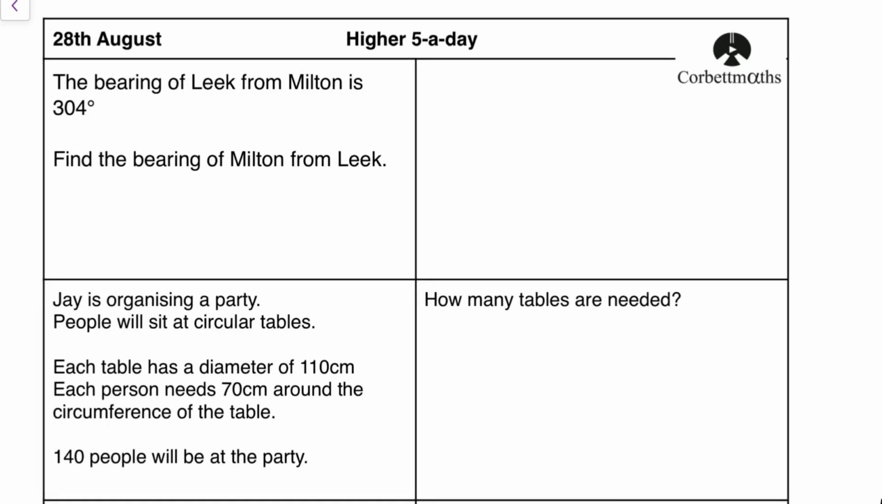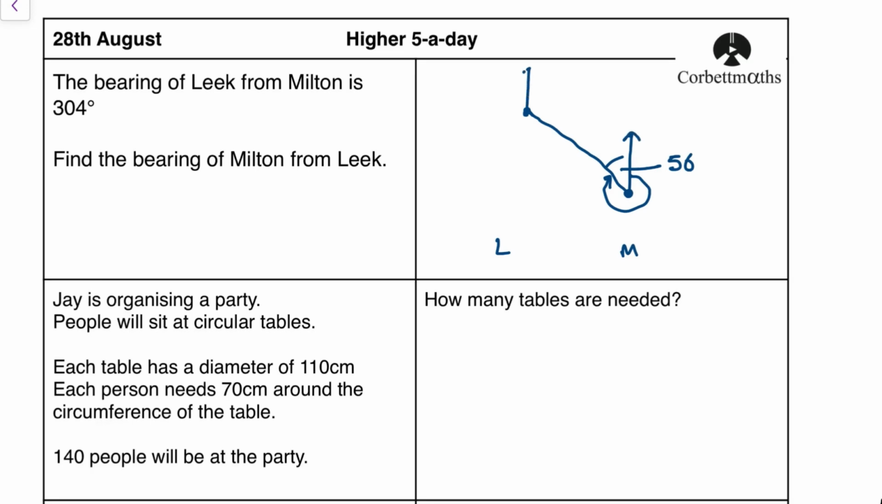I'm going to go straight to the first question now. This is a bearings question. The bearing of Leek from Milton is 304. So starting from Milton, I'm going to Leek, is 304, which means, if I'm going to move this M out of the way because I need it, Milton's here and Leek's here. That's 304, which, just because I think it's going to be relevant, means that that one there is 56.